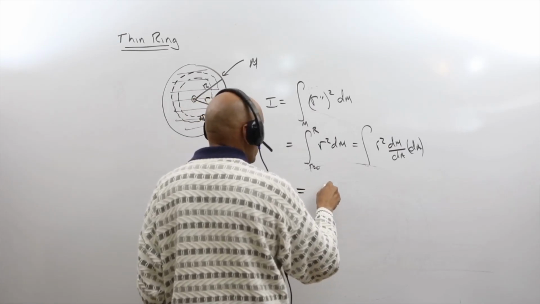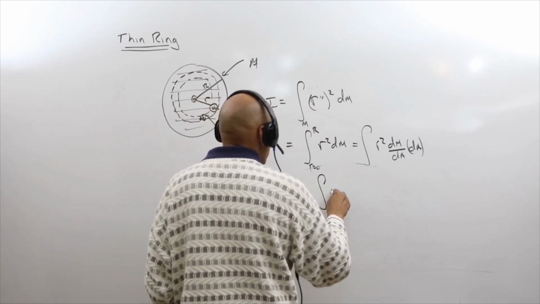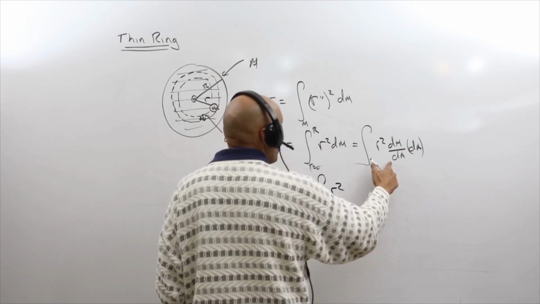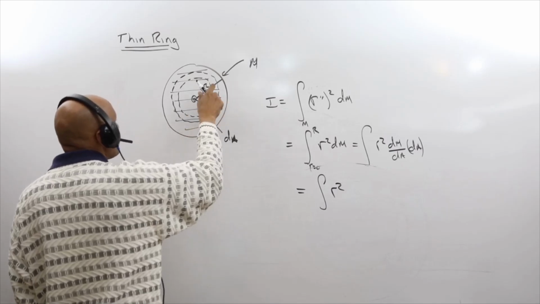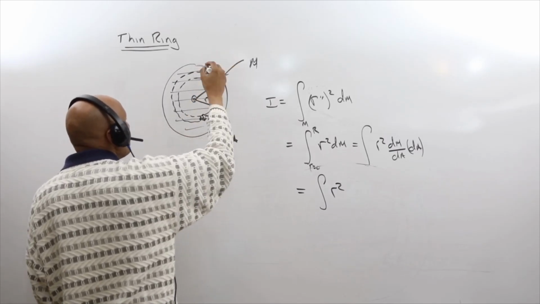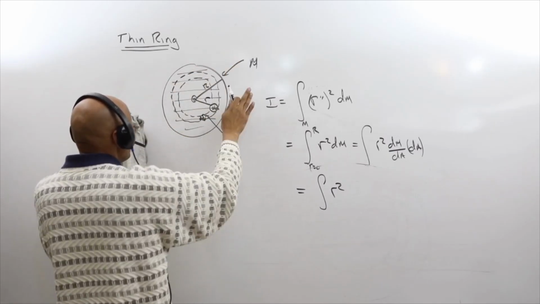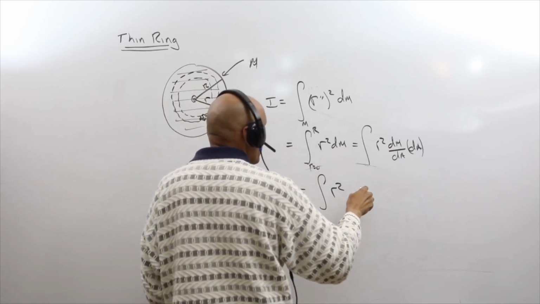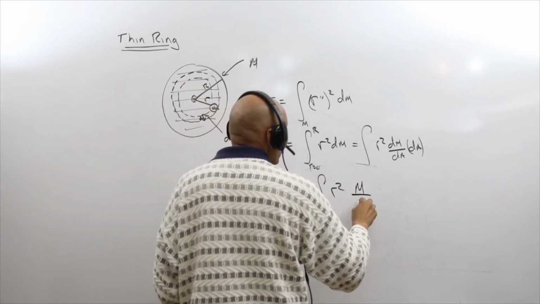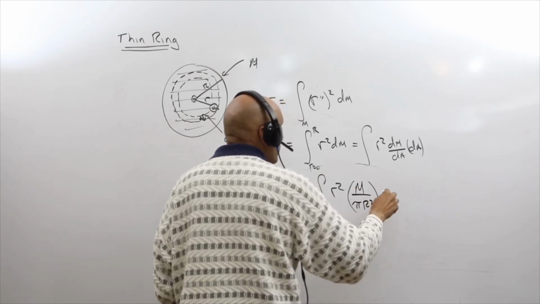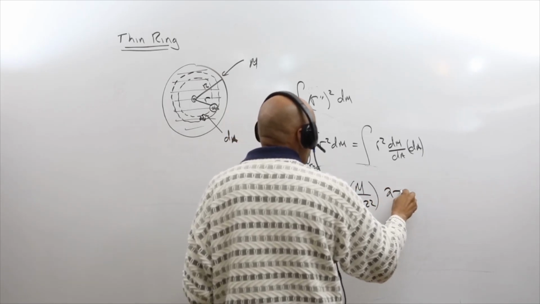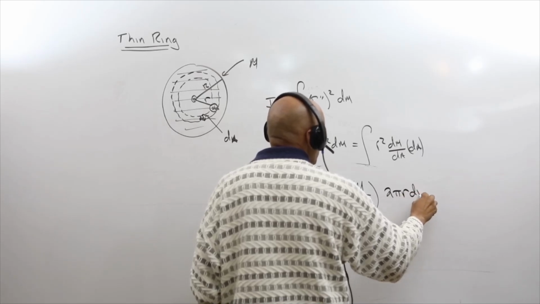So r squared, what is dm? Mass per unit area? Well, I know the mass per unit area in this region is supposed to be uniform, so I'm going to assume it's a uniform disk that's spread with a radius of pi r squared. I know what that is. It's the mass divided by pi r squared. And the area is really 2 pi r dr.